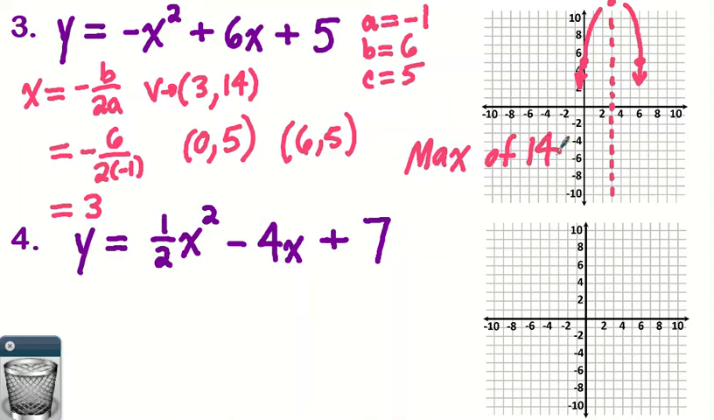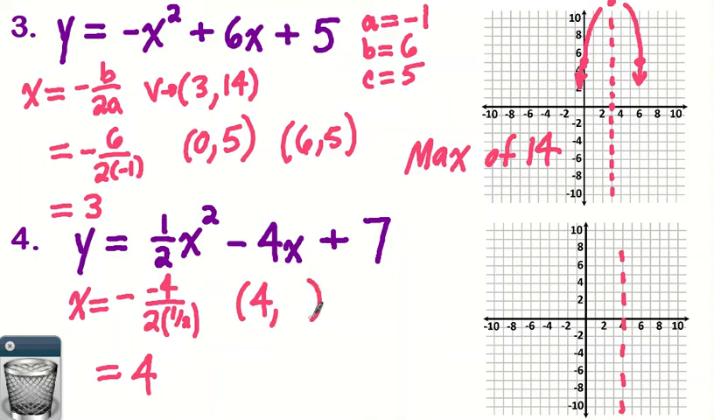Another example, again, standard form. So we start with our axis of symmetry, which is negative b, which is negative 4, over 2 times a. A is 1/2. So 2 times 1/2. So negative, negative, that's overall positive. So this is like 4 over 1. So that should just be 4, right? 2 times 1/2 is 1. Positive 4. So I already know that my vertex is going to be 4, comma something.